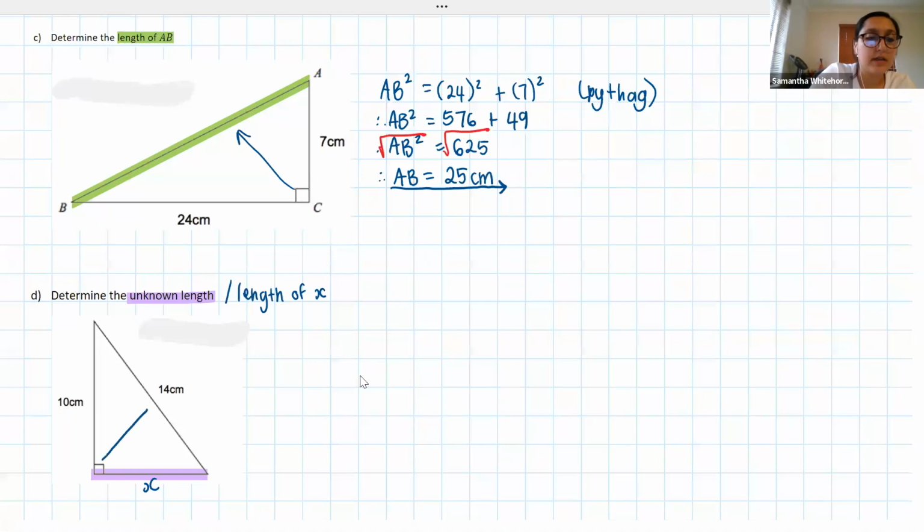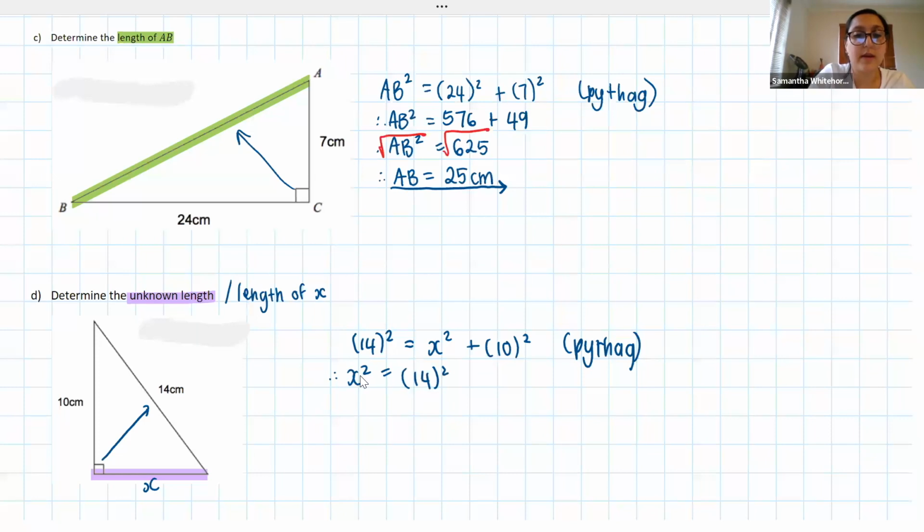Righty, so longest side is 14. So I actually have my hypotenuse here. So 14 squared is equal to x squared, if that's what we're going to call it, plus 10 squared. This is all because of Pythag. If, guys, you wrote this as x squared is equal to 14 squared minus 10 squared, that is absolutely fine. Either one, you will get the answer. Right, I'm just going to carry on from here. So x squared is equal to 14 squared, which is 196, minus 10 squared, which is 100. And so x squared is equal to 96.